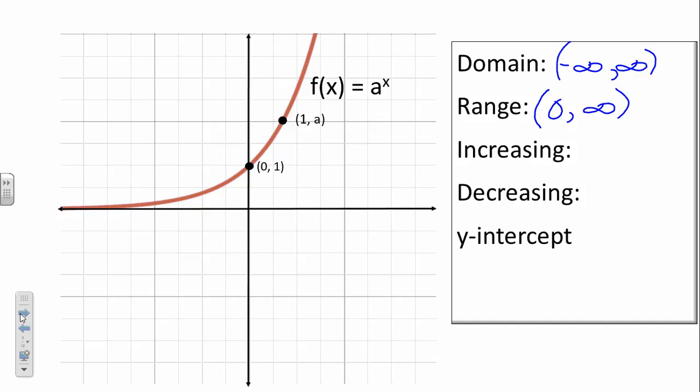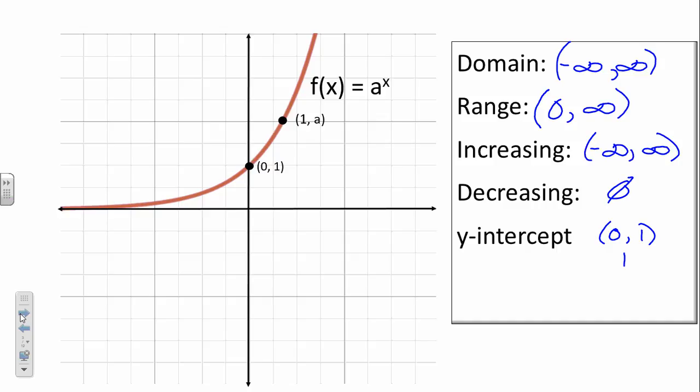Asymptotic to the x-axis, like our rational functions we saw. Okay? Is it increasing? Everywhere, right? Always increasing. How about decreasing? Not at all, right? This one is not decreasing whatsoever. Empty set, not happening. And what's the y-intercept? 1, or the point (0, 1). Okay? Questions about this so far?